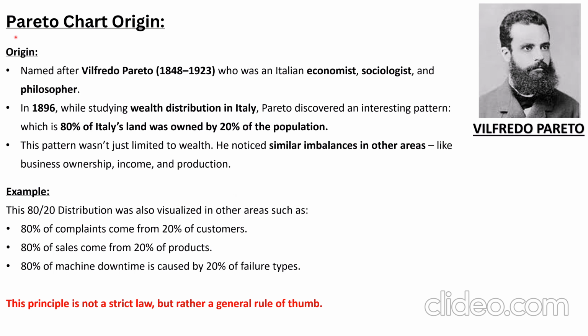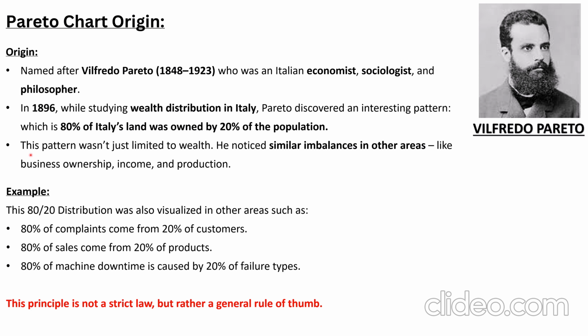So coming to the Pareto chart origin. The Pareto chart is named after Vilfredo Pareto, who was an Italian economist, sociologist, and philosopher. In 1896, while studying the wealth distribution in Italy, Pareto discovered an interesting pattern. Here, 80% of Italy's land was owned by 20% of the population. You can see the 80% and the 20%, which gives us the 80-20 distribution.